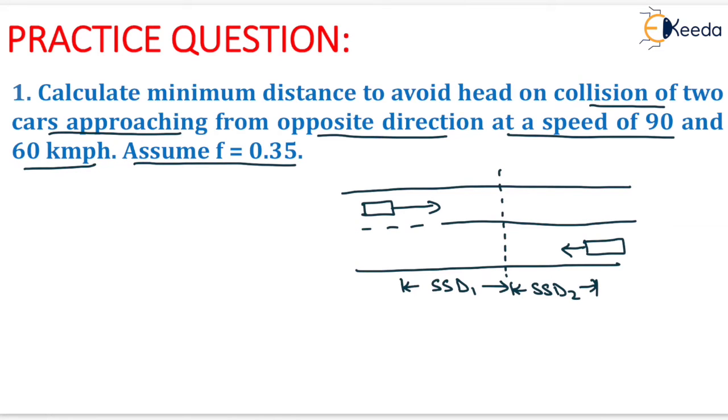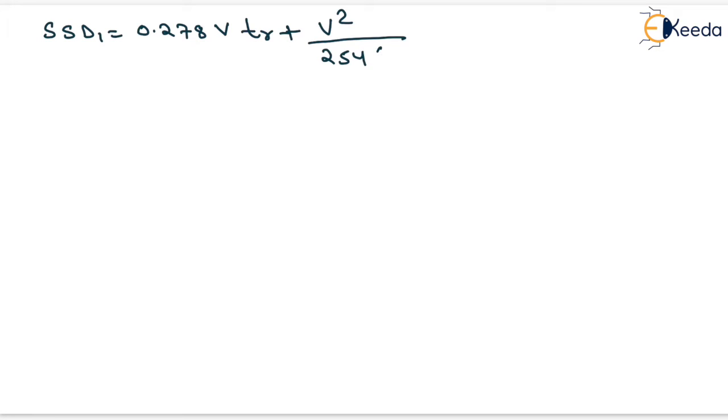Now we have to compute the value of SSD1 plus SSD2. Now we know the formula of SSD. It will be equal to 0.278 V into tR plus V square upon 254 (F plus or minus S). Now here the road is flat because the value of S is not given.